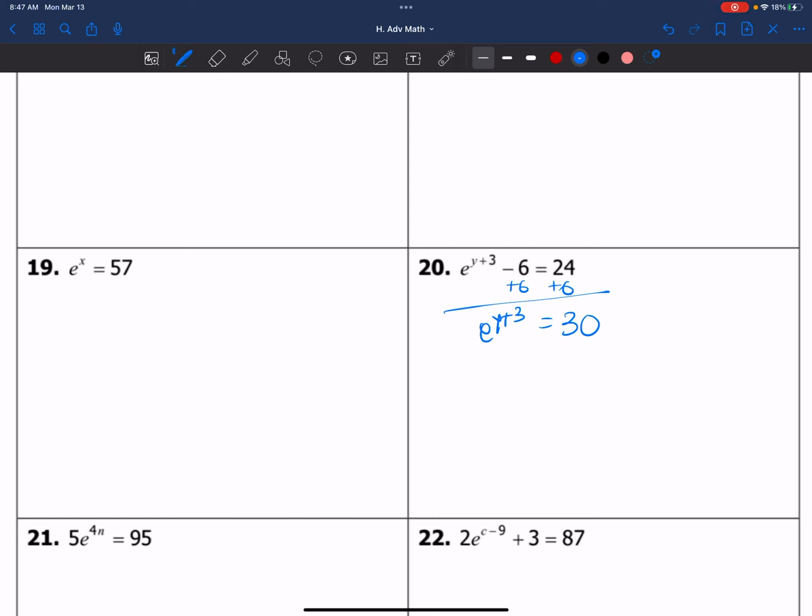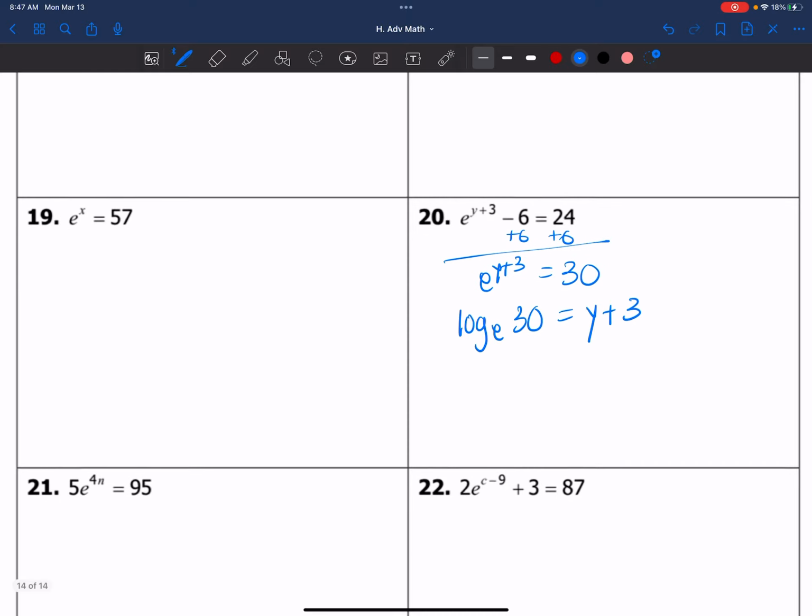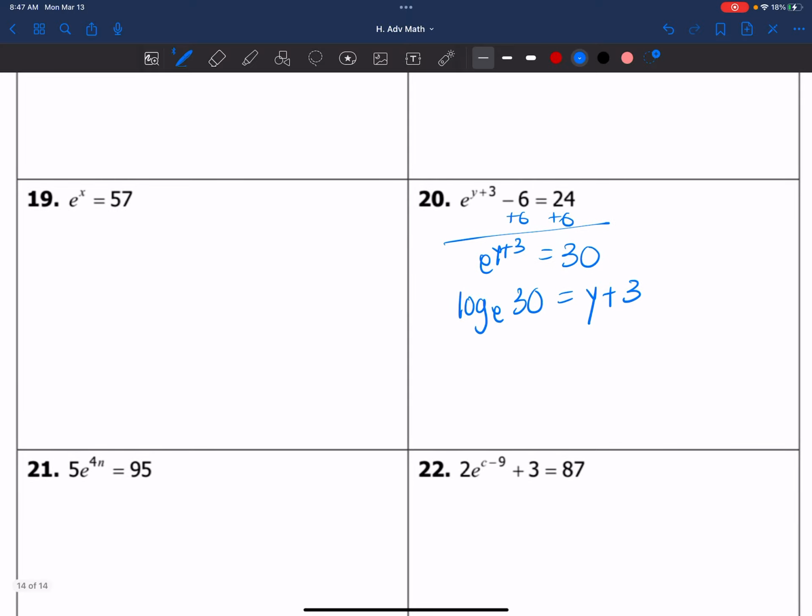But because my base is e, you're going to use the natural log. So this would be log base e of 30 is equal to y plus 3. Remember, all I did here was convert this into logarithmic form. You all have done this. Now, what is the log of e? Well, again, that's just the natural log of 30 is equal to y plus 3. So in order to solve this, you just evaluate on your calculator the natural log of 30.